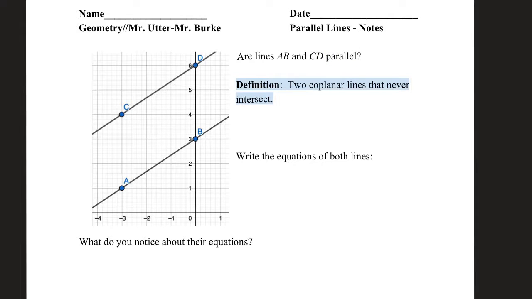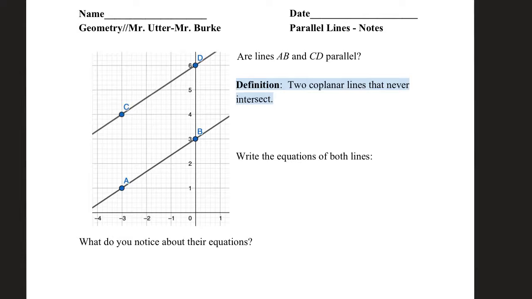Well, first thing we need to know is what is the definition of parallel lines? Well, the definition is two coplanar lines that never intersect each other. Let's talk about coplanar for a second. Coplanar means two lines that are on the same plane. Now, why is this important? Because we could have two lines that are on two separate planes that never touch each other, but they're not necessarily parallel to each other. So the lines need to be on the same plane, and then they never intersect each other.